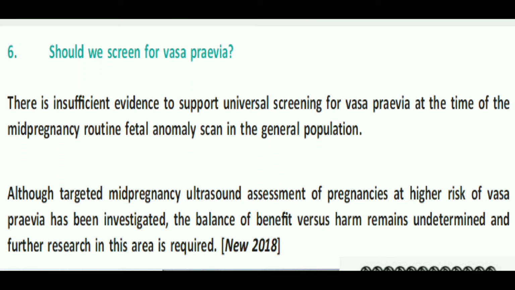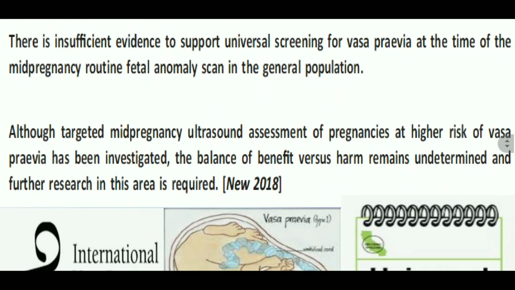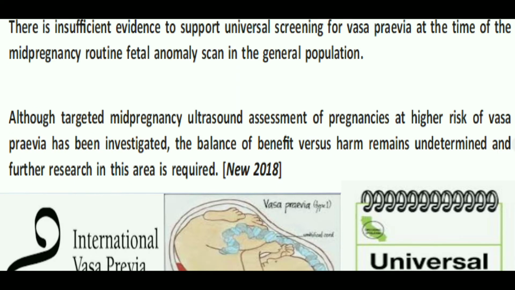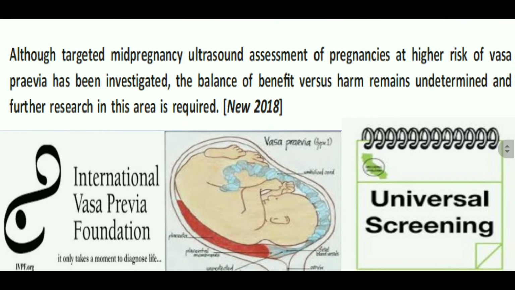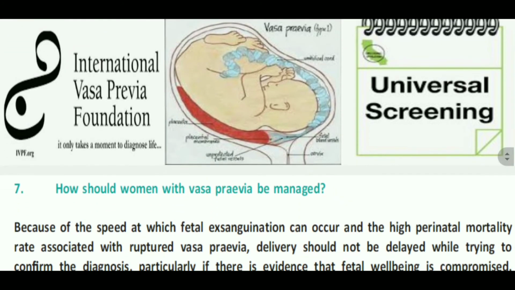Now the question arises, should we screen for Vasa Previa? And the answer is that there is insufficient evidence to support universal screening for Vasa Previa at the time of the mid-pregnancy routine fetal anomaly scan in the general population. And although targeted mid-pregnancy ultrasound assessment of pregnancies at risk of Vasa Previa has been investigated, the balance of benefit versus harm remains undetermined, and further research in this area is required.